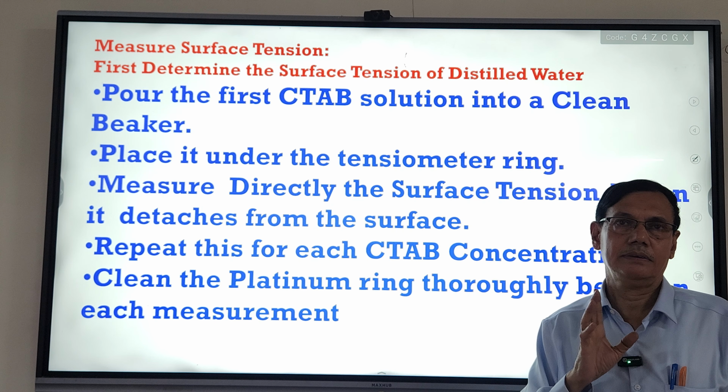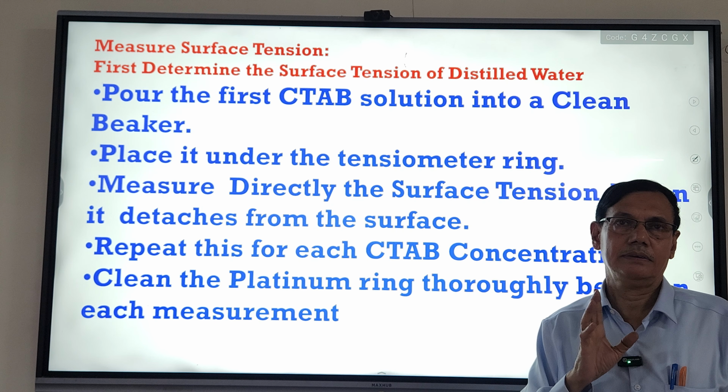Sometimes they supply a special type of water and you measure the surface tension. If it exactly matches that standard value, then your tensiometer is all right. Then measure directly the surface tension. अभी आपको फोटोग्राफ्स में जब सेकेंड पार्ट में आप देखेंगे तो आपको पूरा दिखेगा कि कैसे आप उसको मेजर करेंगे. एंड रिपीट दिस फॉर ईच CTAB सोल्यूशन.